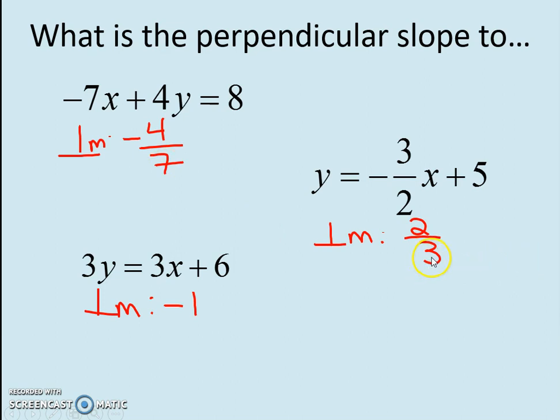Right here, you have negative 3 over 2. You have 2 over 3. You flip, and if it's negative, change to positive. Then they're going to be perpendicular to each other. And then this one, you have 3, you divide it by 3. This one, the slope was positive 1. But if you write negative 1, that's going to be perpendicular to each other.